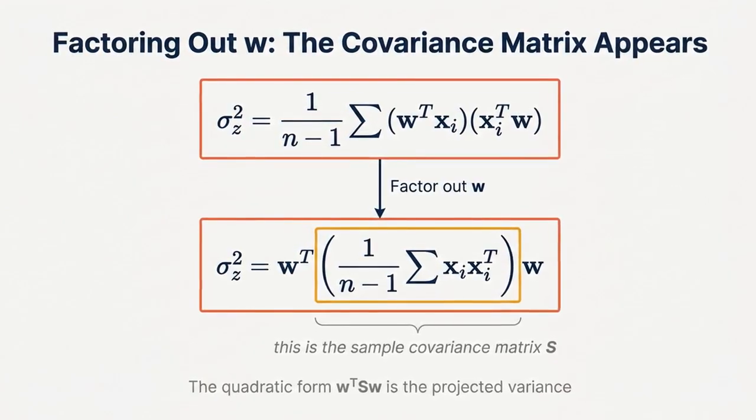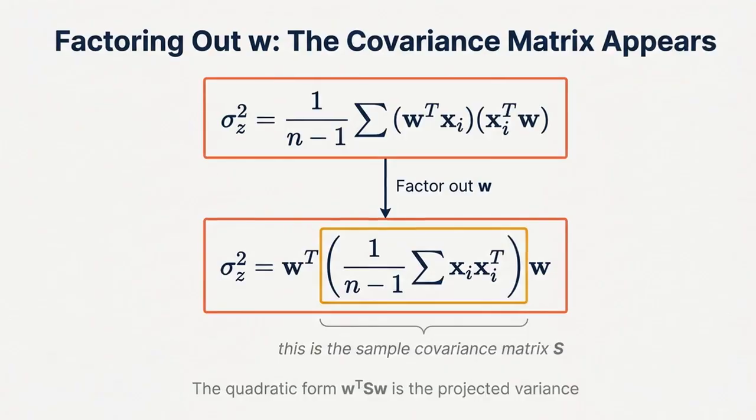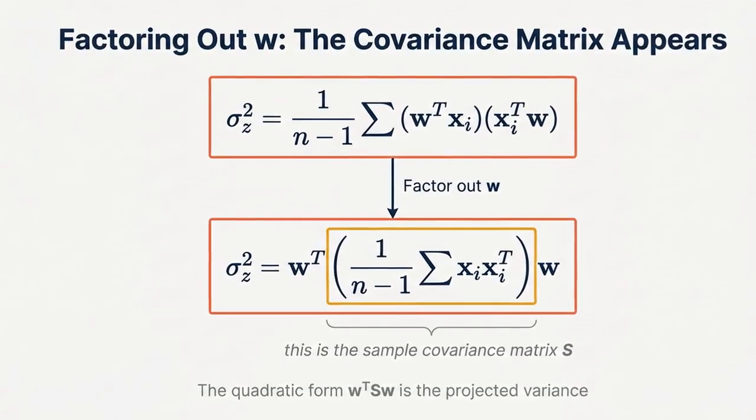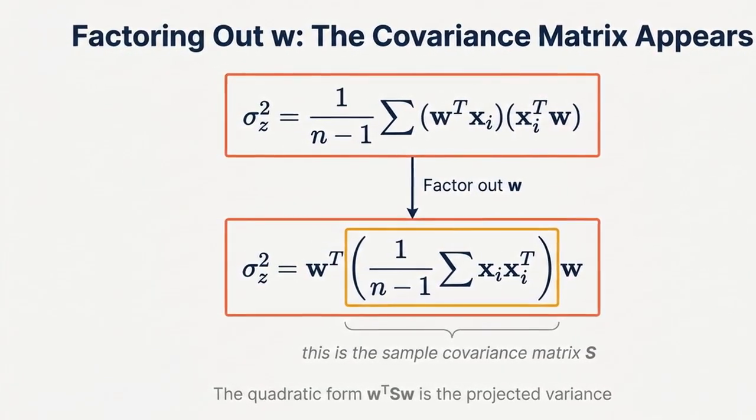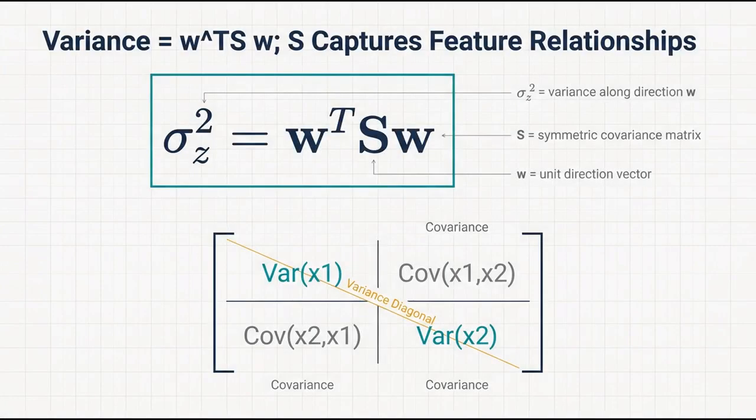Factoring out w, we get w transpose times the quantity, 1 divided by n minus 1, times the sum of x_i times x_i transposed, all times w. The term inside the parentheses is the definition of the sample covariance matrix, S. Therefore, the variance along any direction w is simply w transpose times S times w. The covariance matrix S is a symmetric matrix that summarizes the relationships between all our features.